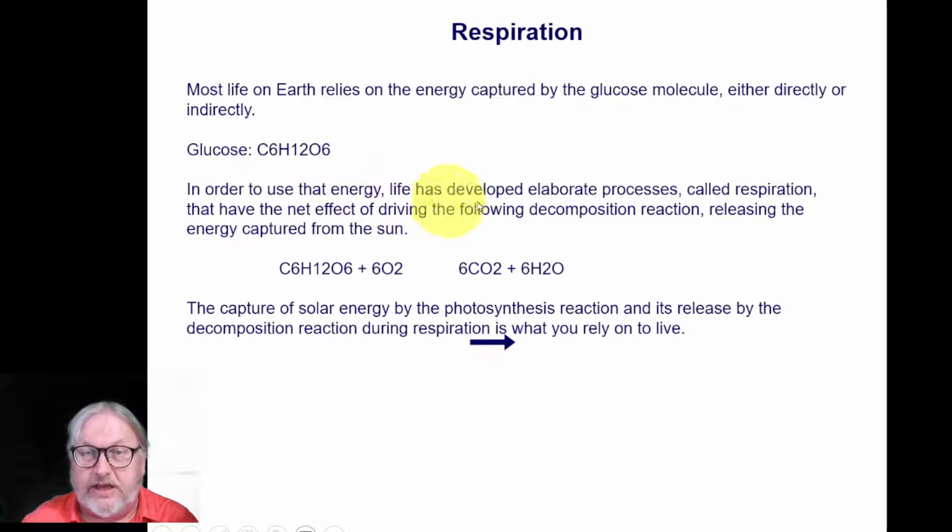Now, most life on Earth relies on the energy captured by the glucose molecule, either directly or indirectly. Okay, in order to use that energy, and glucose is C6H12O6, life has developed elaborate processes which we call respiration. And they have the net effect of driving the decomposition reaction, releasing the energy captured from the sun. So we've got glucose plus oxygen, and it's going to yield carbon dioxide and water. All right. So that solar energy that was captured by the photosynthesis reaction is released by the decomposition reaction when bodies and plants and living things use the glucose during respiration, and that's how they live.